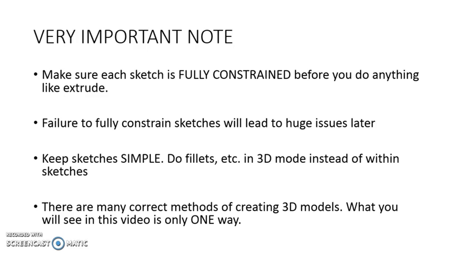If you fail to fully constrain sketches, that's going to lead you to huge issues later on, especially with the cow catcher. Make sure you keep your sketches simple. I would always recommend that you do things like fillets, chamfers, so on and so forth, in 3D mode after you finish sketches instead of doing it within the actual sketch itself. You're going to find that that makes it much easier to fully constrain your sketches, which leads me back to the first couple of bullet points.